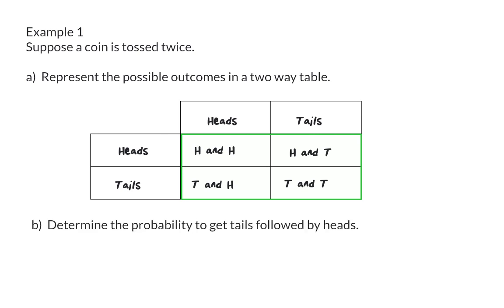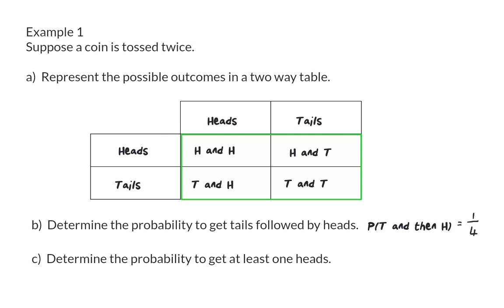Question B. Determine the probability to get tails followed by heads. From the table, we can see that there's only one outcome, giving you tails and then heads. This probability will be 1 out of the 4 options.